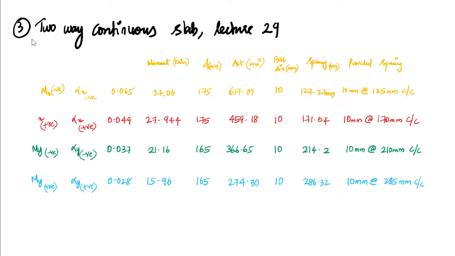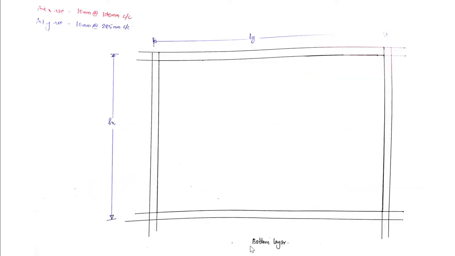Now third question, that is your two-way continuous slab, lecture number 29. You have mx negative, mx positive, my negative, my positive. This negative reinforcement will be provided at the top and the positive reinforcement will be provided at the bottom. You have the provided spacing also here. So I will do the first one, that is I will divide this into two layers, that is the bottom layer plan and top layer plan.